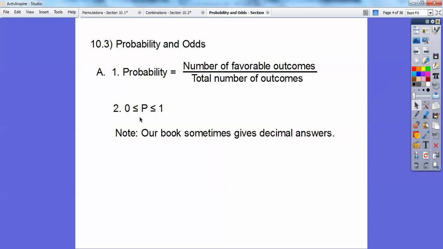Probability is always some fraction or decimal that is greater than or equal to 0 and less than or equal to 1. It could be 0, it could be 1, but it's some number in between there, like 2/5 or 5/7, something like that. Okay, so here we go.